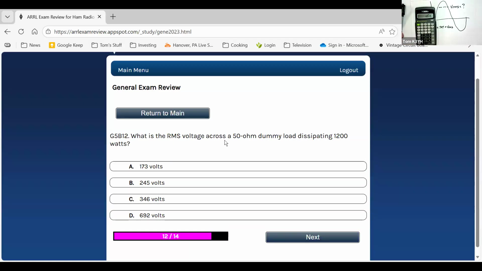Oh, here's the one. Yeah, okay. I missed it when I was writing these down. I didn't write this down. Okay.